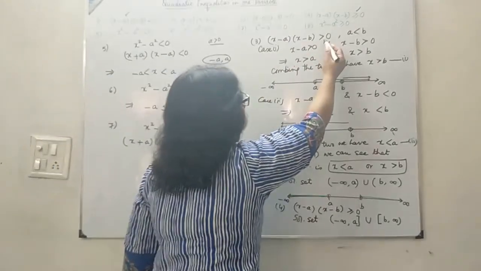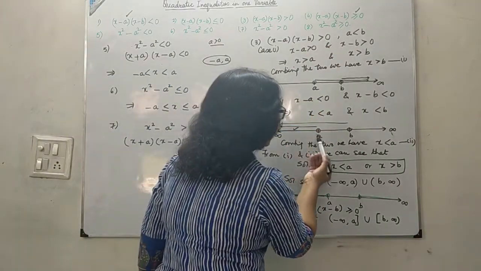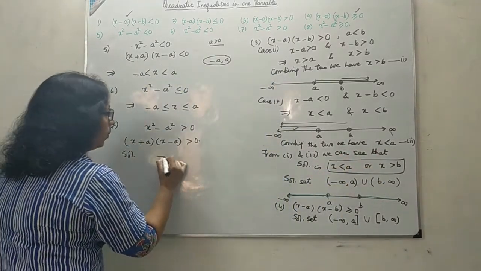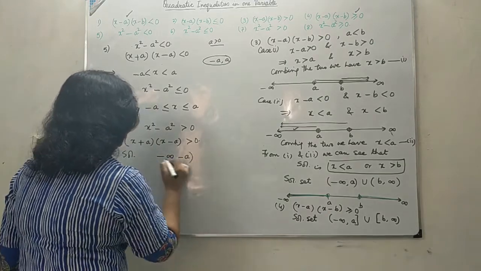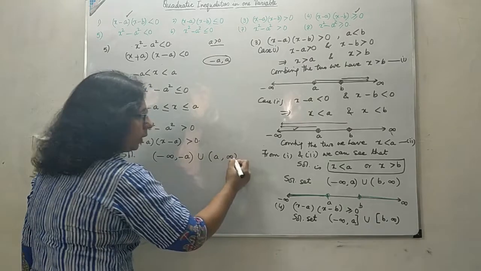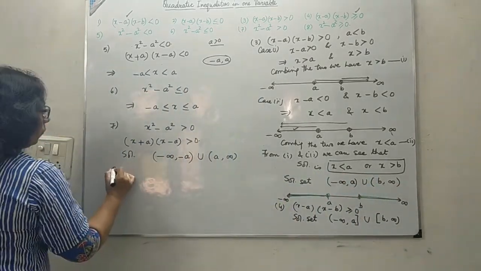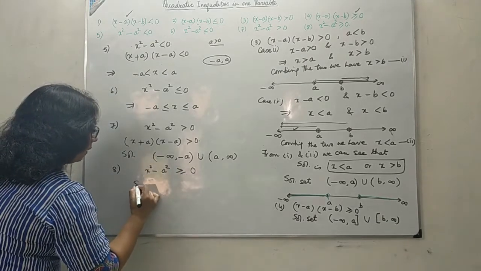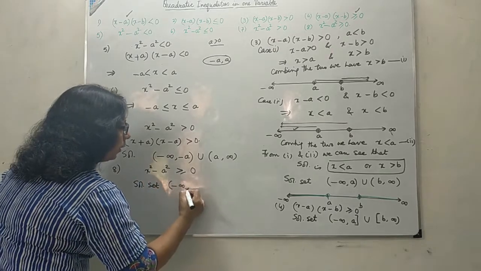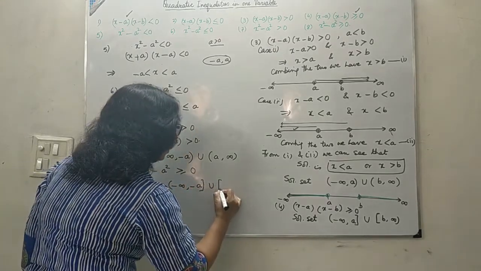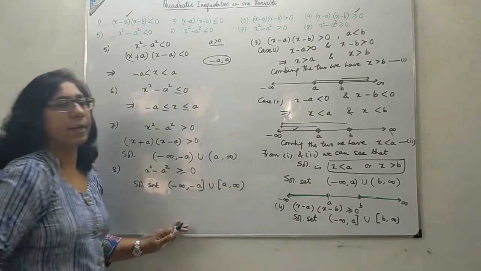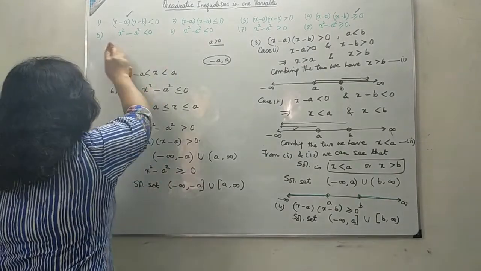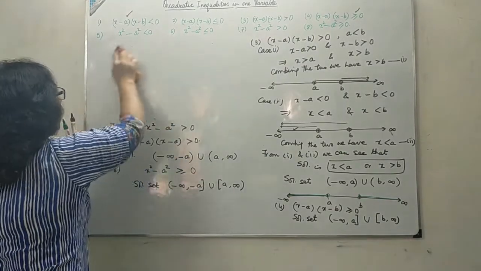So we have just studied that if it is a greater than sign, then smaller than the lower number and greater than the larger number. So solutions will become again minus infinity to minus a union a to infinity in a similar fashion. Now for the 8th, when we have x square minus a square greater than equal to 0, then again we have the solution set as minus infinity to minus a closed bracket union a to infinity. To understand this type, we can take some examples to solve linear inequalities in which these quadratic results are used.